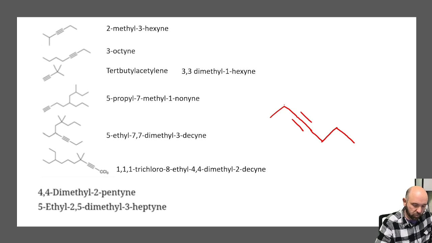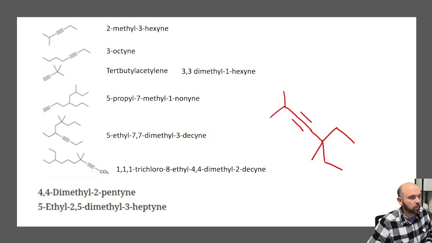Number 5, 1, 2, 3, 4, 5 has an ethyl group. And 5 also has a methyl group. And 2 is a methyl group as well. So that is the depiction of 5-ethyl-2,5-dimethyl-3-heptyne.